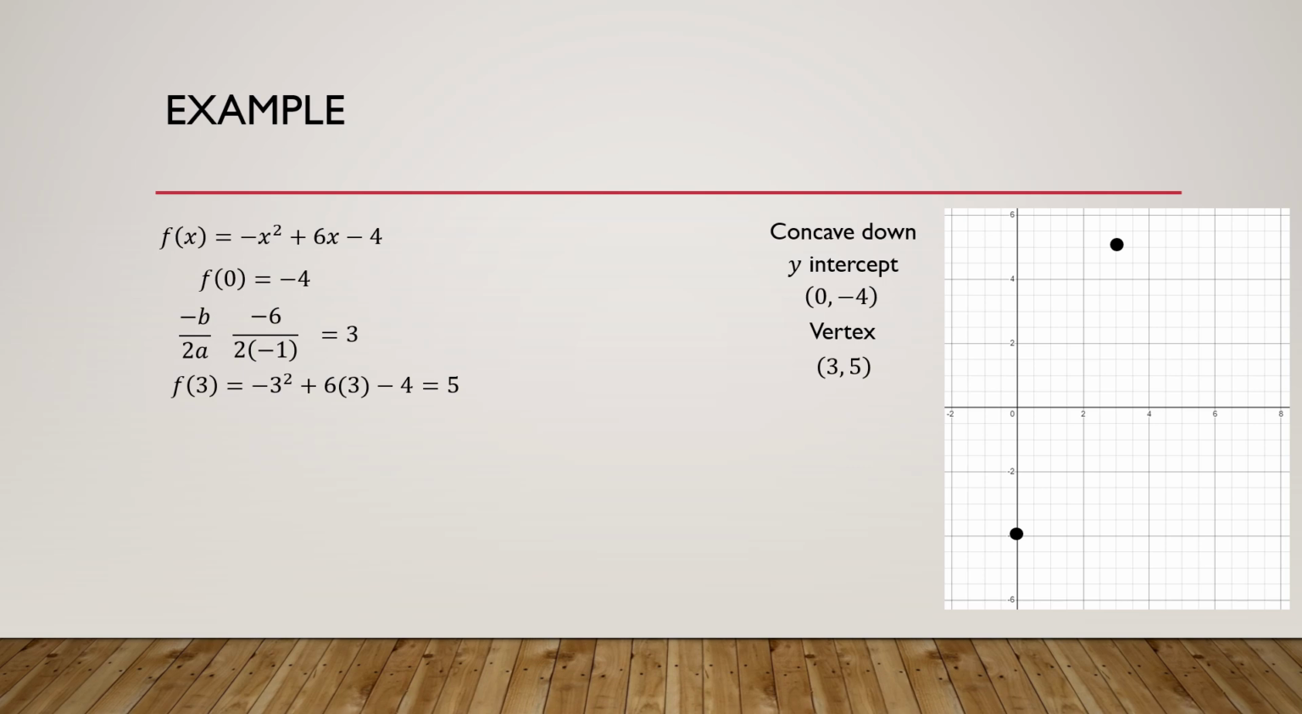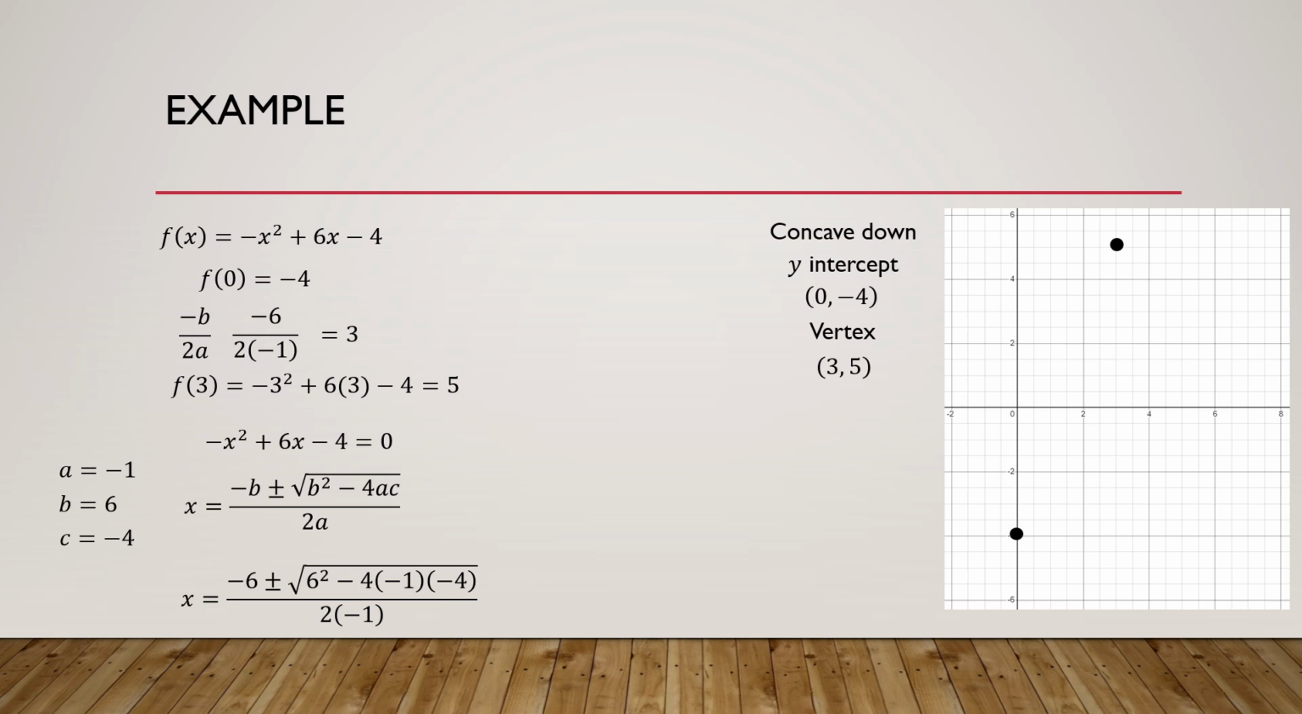Next, for the x-intercepts, we set negative x squared plus 6x minus 4 equal to 0. For this, we can use the quadratic formula, negative b plus or minus the square root of b squared minus 4 times a times c, all over 2 times a. In this equation, a will be negative 1, b will be 6, and c will be negative 4.